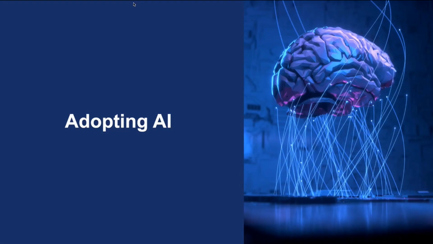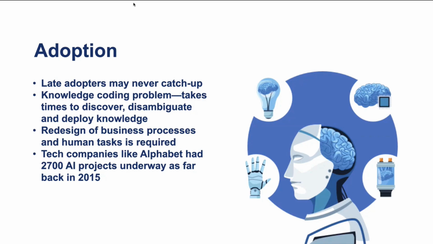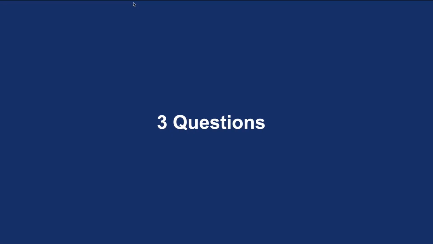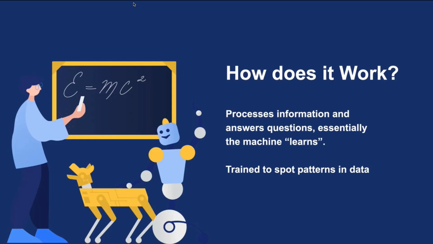ठीक है. So what is adopting AI? Adopting AI is a little difficult, but late adopters may never catch up. So it's a race there, and it's also complex because it's a knowledge coding problem. Google and these companies are already leading. Now 3 core questions related to AI. कोई पूछता है कि क्या होता है AI या कि कौन से 3 क्वेश्चंस होते हैं, हम देखते हैं.